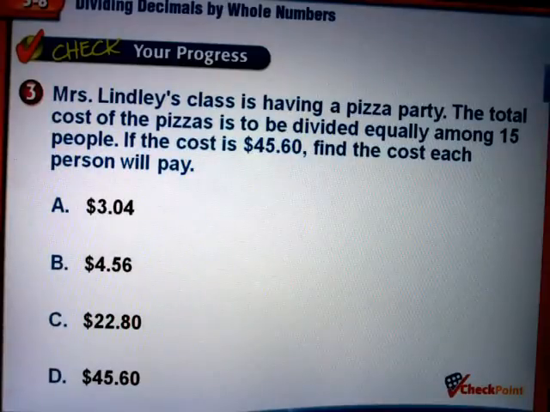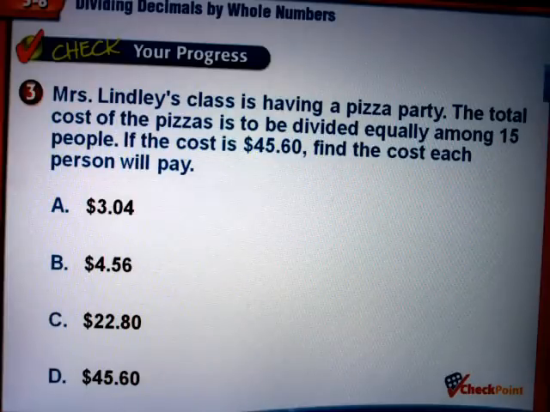So now Mrs. Lindley's class is having a pizza party. The total cost of the pizza is to be divided equally among 15 people. If the cost is $45.60, find the cost each person will pay. So in other words, take that total amount and divide it by 15.